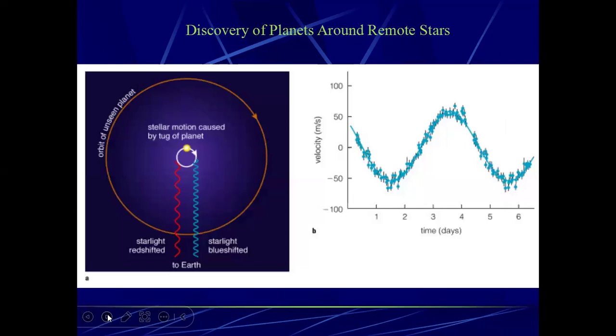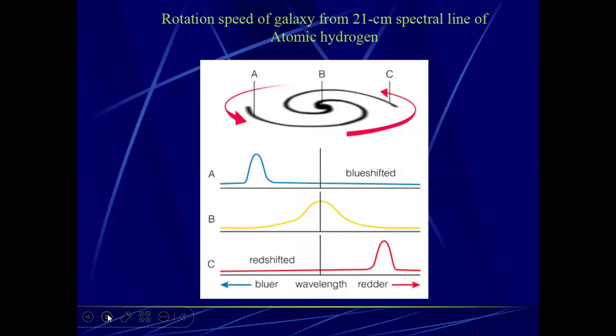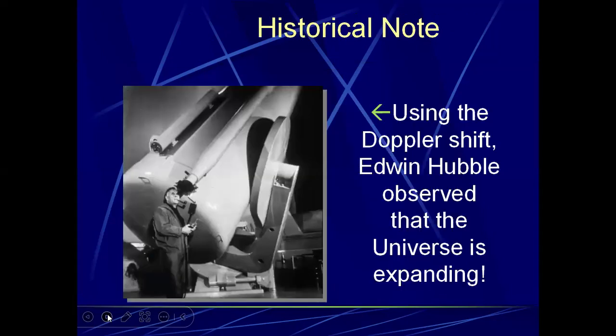Discovery of planets around remote stars. Orbits of unseen planets. Rotation speed of galaxies from the 21 centimeter spectral line of atomic hydrogen. Historically, using Doppler shift, Edwin Hubble observed that the universe is expanding.